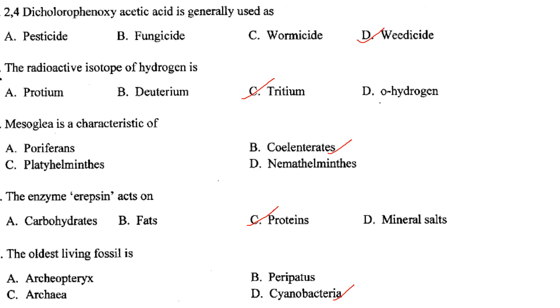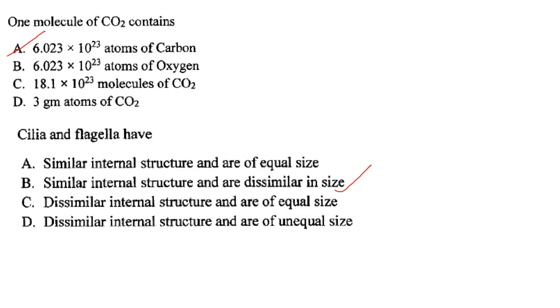Then erepsin is a mixture of enzymes combined in a protein fraction formed in the intestinal juices that digest peptones into amino acids. It is produced and secreted by the intestinal glands in the ileum and the pancreas. Then next one. The oldest living fossil is, so it is cyanobacteria. Answer is option D.